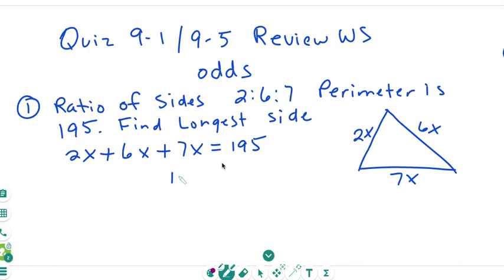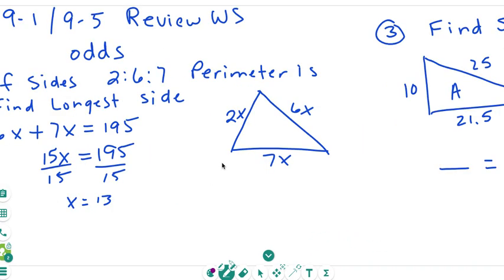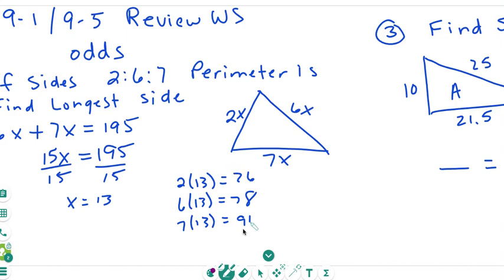Combine like terms, which gives us 15x is equal to 195. Divide by 15, divide by 15, x is going to equal 13. So now I can find out that one side is 26. The second side, 6 times 13, is 78. And if I wanted to know the longest side, I would do 7 times 13, which would give me 91. If I add up these three sides, they're going to equal 195.